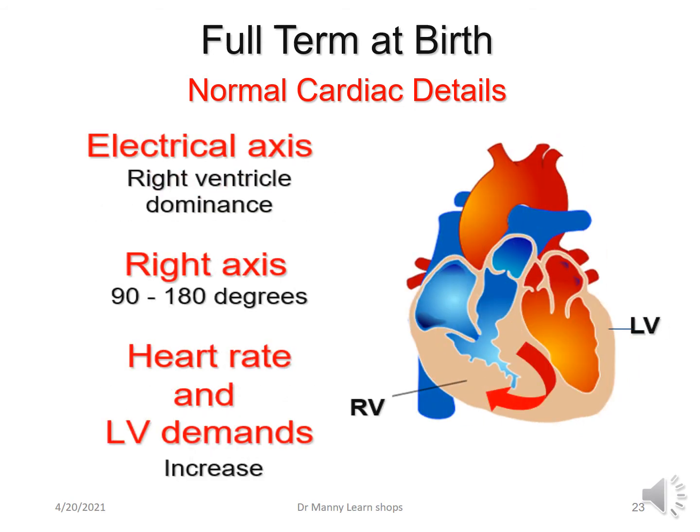The electrical axis, therefore, because of right ventricular dominance, is a right axis, which is typically 90 to about 180 degrees. However, following birth, the heart rate in the left ventricle has to work a bit harder. So there are increased demands on it, which will change its structure over the next 3 to 4 years.